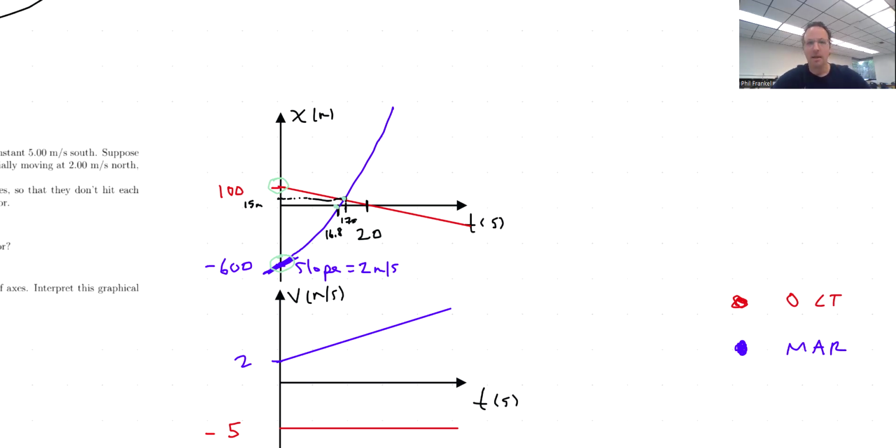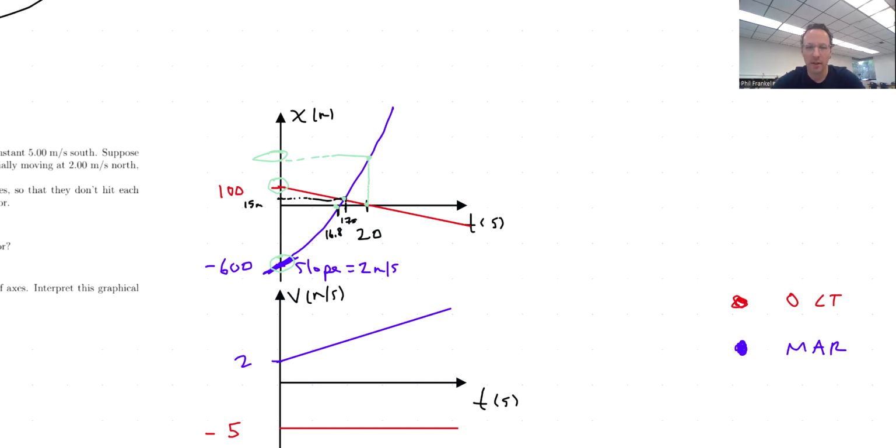And 3 seconds later, the octopus finally reaches the harbor. But look, at that time, at 20 seconds, the marlin has some really big X coordinate. The marlin is way off to the right, way past the harbor in the northward direction by the time the octopus finally reaches the harbor.